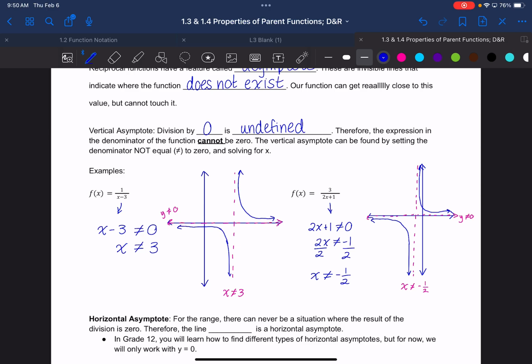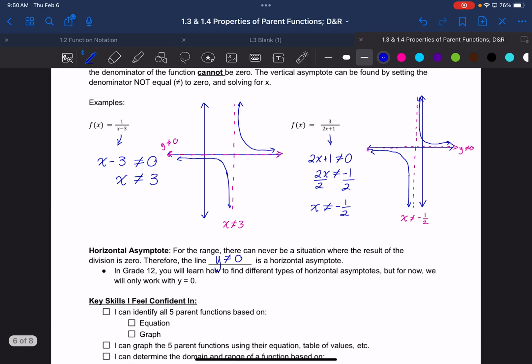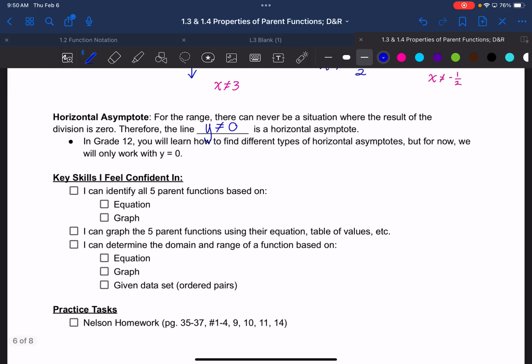For the horizontal asymptote, so that horizontal line, we are just saying that y cannot be 0. That's our line. We're not shifting it up and down yet for these regular parent functions. We're gonna see that when you move your function up and down, that will move the line, but that's coming. And in grade 12, you'll see sometimes, not only does it look like this, sometimes it looks like this, and it's slanted. So that's what's coming.